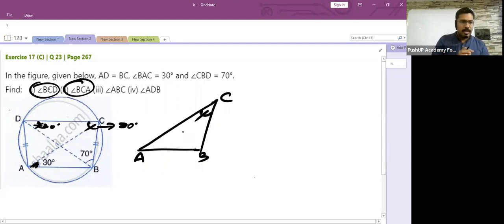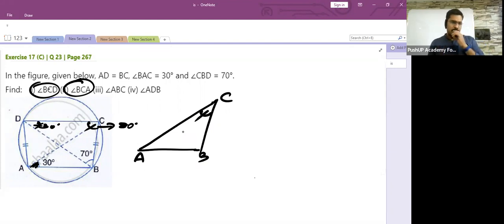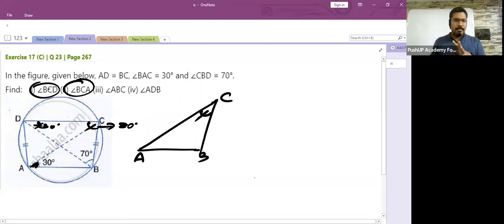So what idea you can apply? Children, are DC and AB parallel? No, they are not parallel to each other. So I think you can say this angle is equal to 70 degrees. Can I say that? Because you know how much is the angle subtended by chord DC on the circumference of the circle. How much is it? 70 degrees. Did you notice this? Angle DBC, it is 70 degrees. So can't I say angle DAC will also be 70 degrees?